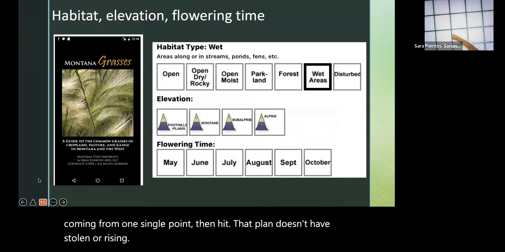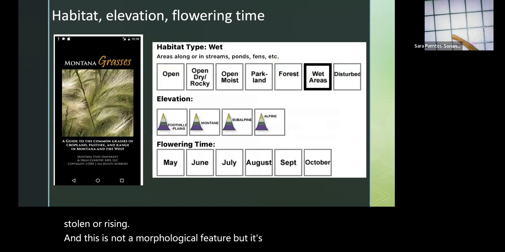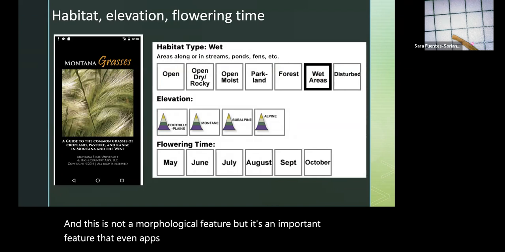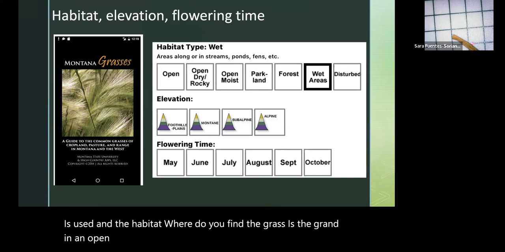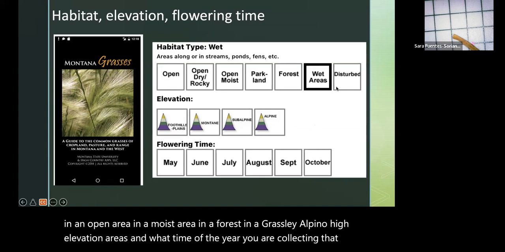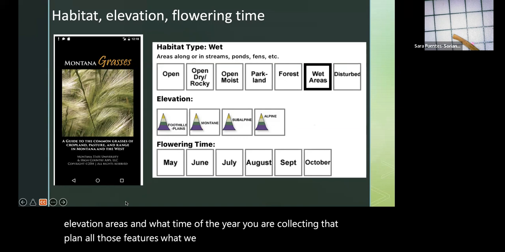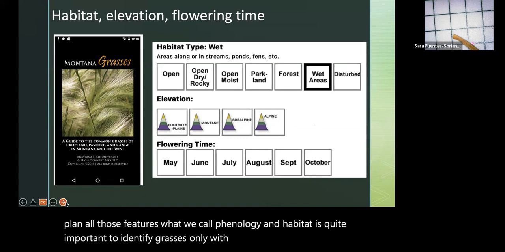And this is not a morphological feature, but it's an important feature that even apps like this electronic guide for identification of grasses use, and that's the habitat. Where do you find the grass? Is it in an open area, in a moist area, in a forest, in a grassy, alpine or high elevation area? And what time of the year are we collecting that plant? All those features, what we call phenology and habitat, are quite important to identify grasses using only vegetative structures.